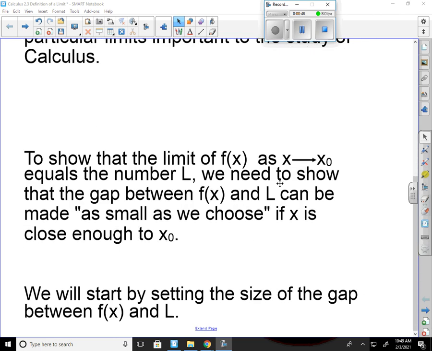You should write this. To show that the limit of f of x as x approaches x naught equals the number L, we need to show that the gap between f of x and L can be made as small as we choose. So that just means as our x is getting closer to some number we chose, that's what x naught means. In other words, if x is close enough to x naught. So we start by setting the size of the gap between f of x and L.